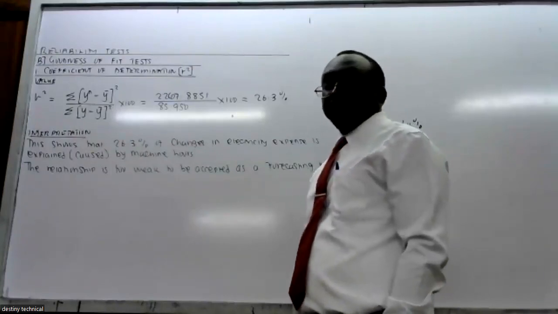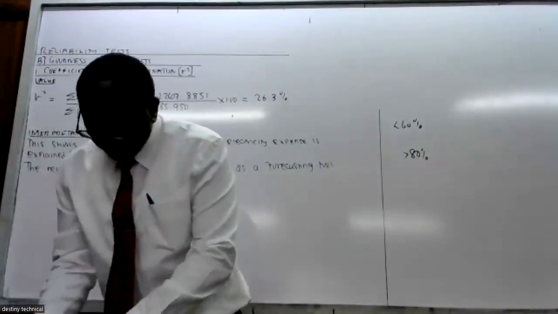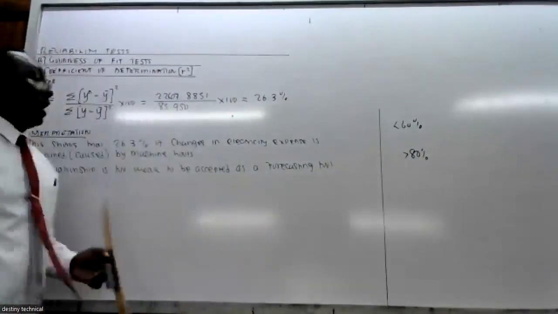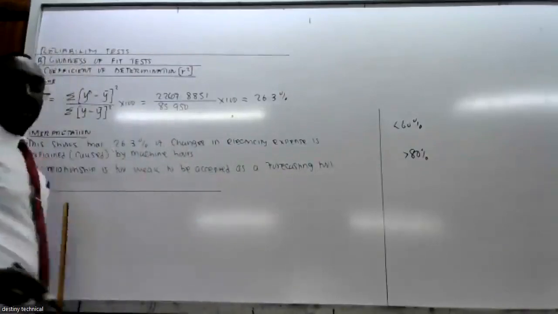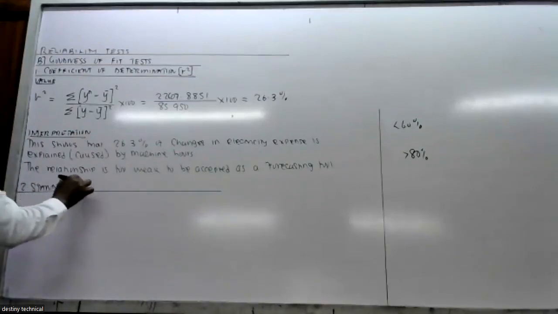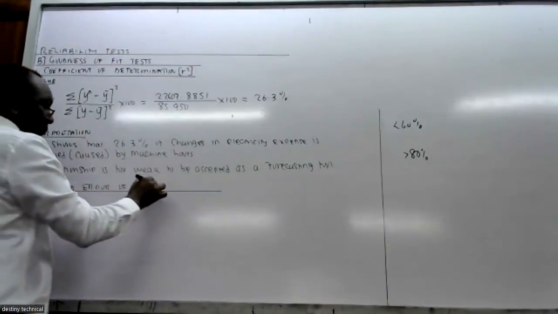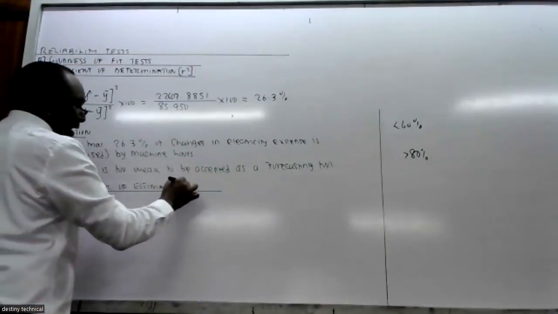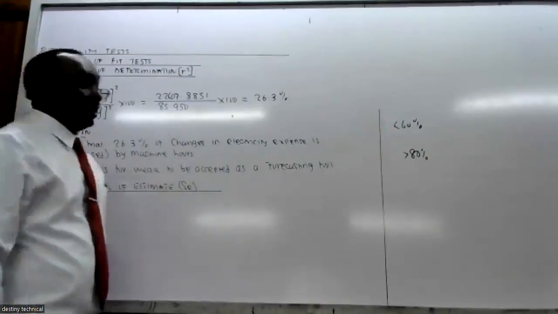Are we okay with that? Yes. Good. The next, number 2, is called standard error of estimate. Normally denoted as SE, as you can see in the equation, or rather in the notes, standard error of estimate.